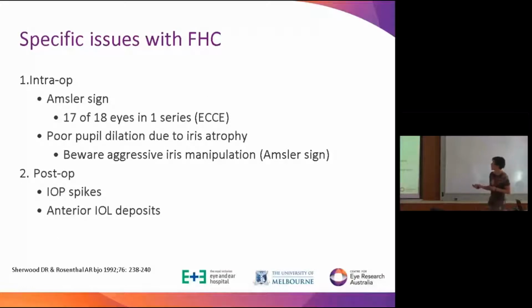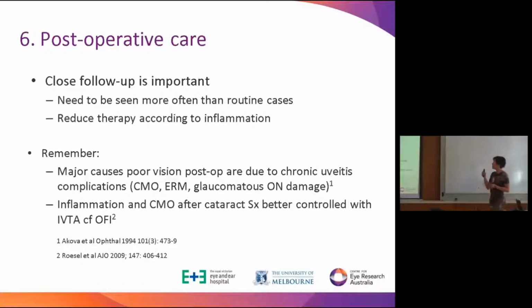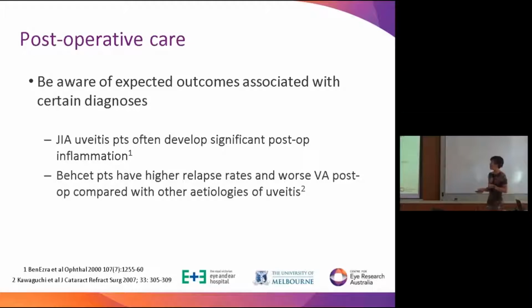Now, post-op care of these patients: close follow-up is important. Good compliance is important. You need to keep the inflammation under control as best as you can, okay? Major causes of poor vision post-op are due to chronic uveitis complications post-operatively. Inflammation and cystoid macular edema after cataract surgery in these situations, because it's usually short-term, is often best managed with local injected therapies. Post-op care, be aware of expected outcomes with certain diseases. JIA and Behçet's, again, tend to have poorer outcomes. Again, good counselling and meticulous attention to their inflammation.